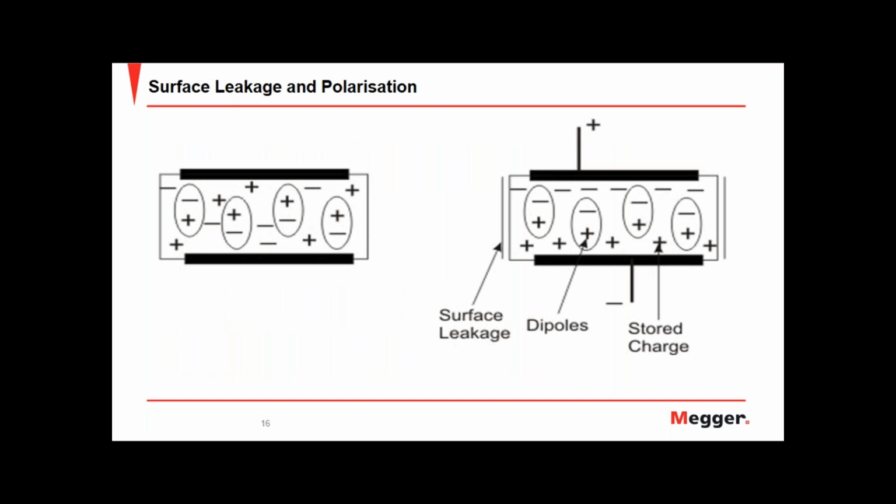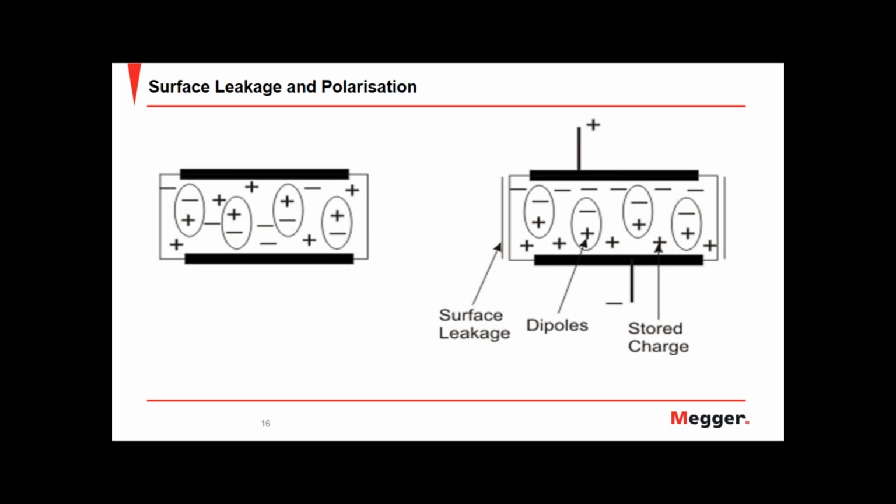Okay, let's talk about surface leakage and polarization. Here on the left, we can see an insulator sandwiched between two conductors. There is no electrical stress across the material, it's in a totally de-energized state. The insulator is in equilibrium and is unpolarized. The dipoles, which you can see in the oval shape, are totally random.